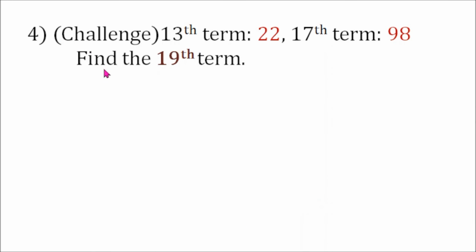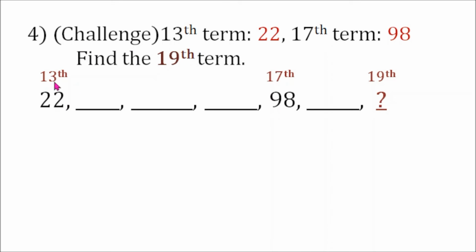Now, question number 4, it's a challenge question. I want to discuss it with you. So 22 is the 13th term, 98 is the 17th term, and we are going to find the 19th term. Now, the most important thing that we have to use in finding the nth term is the common difference. So we will find the common difference. How? We can just let 22 as a sub 1 and 98 as a sub 5 and the 19th term as a sub 7.